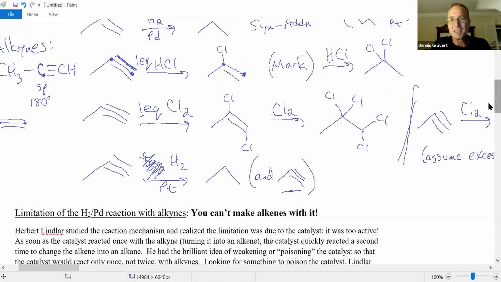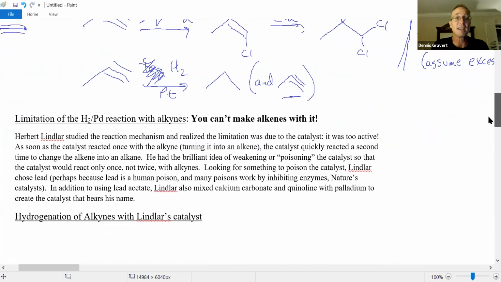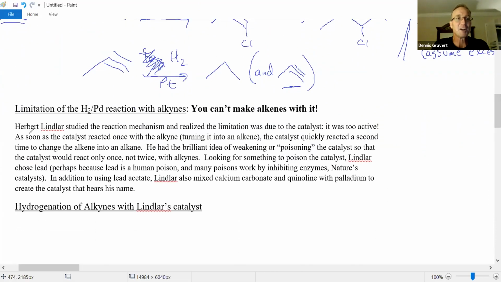But it's not good to live with. Chemists are like, dang it, I want my double bonds out of my triple bonds. And so this guy named, I had to go look it up, his name was Herbert Lindlar. Herbert Lindlar was like obsessed with this idea. It's like, there's gotta be a way.